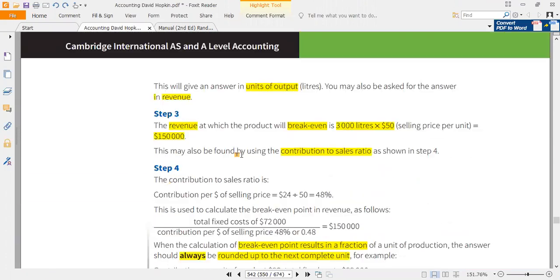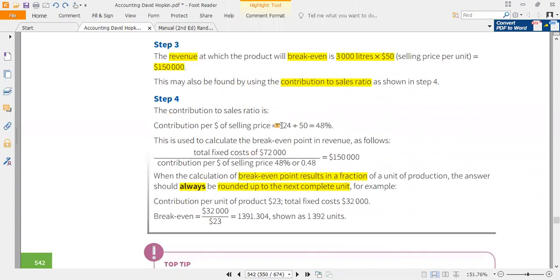So if you divide 24 by 50 and multiply by 100, you will get 48%. What does it mean? It means whatever you sell, the contribution will be 48%.